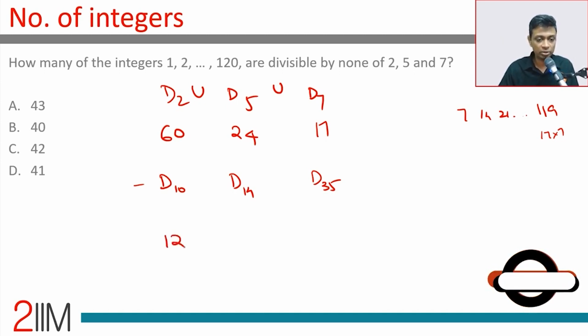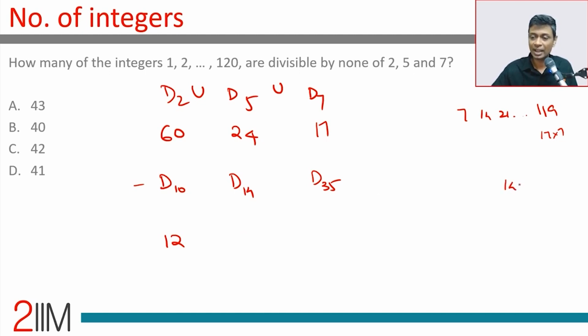Numbers divisible by 10, divisible by 14, divisible by 35. Divisible by 10, there are 12 numbers. 14, you'll go from 14, 28, 42, all the way till 112. 14 into 8 is 112. So 8 numbers. 35, 70, 105, 3 numbers. 60 plus 24 is 84. 84 plus 17 is 101. 12 plus 8 is 20. 20 plus 3 is 23. From 101, we'll subtract 23.